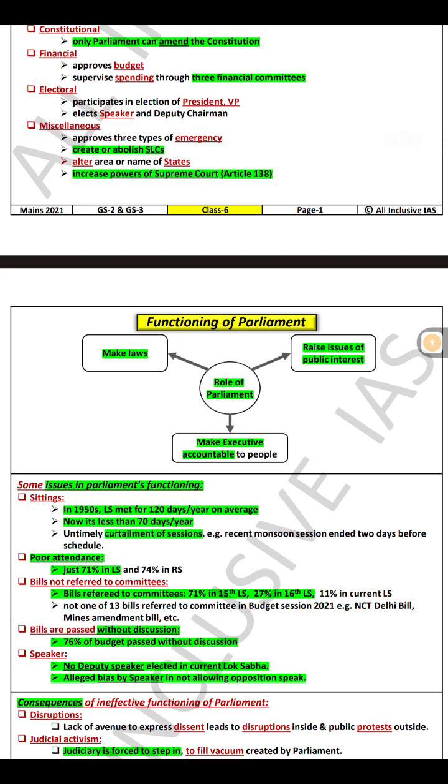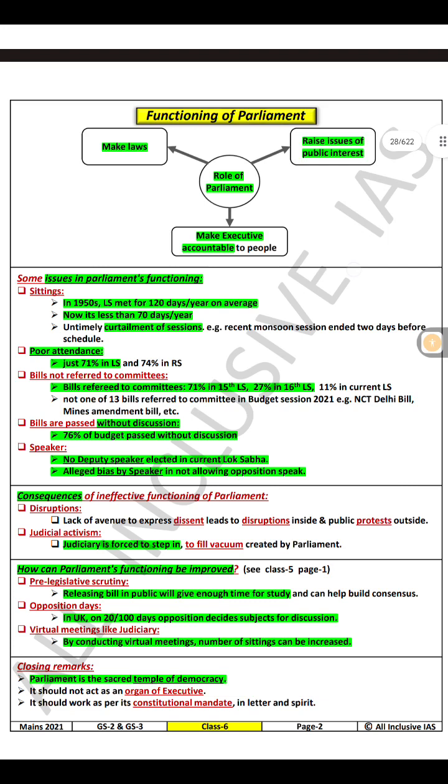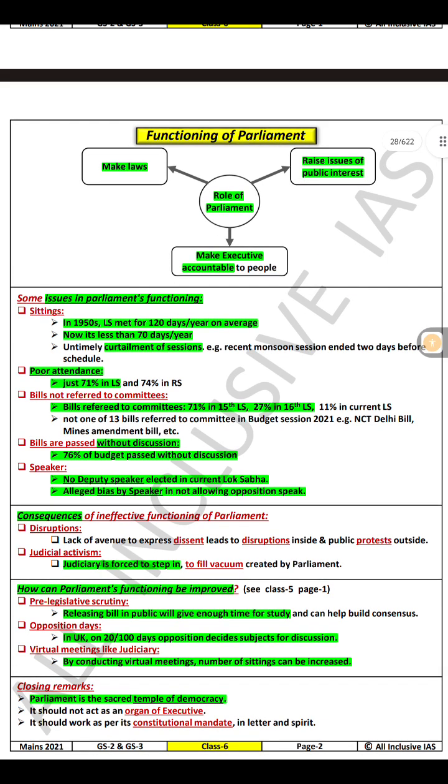Miscellaneous: it approves 3 types of emergency, creates or abolishes state legislative councils, alters the area or name of states, and increases the power of the Supreme Court by Article 138. Role of Parliament: make laws, make the executive accountable to the people, and raise issues of public interest.